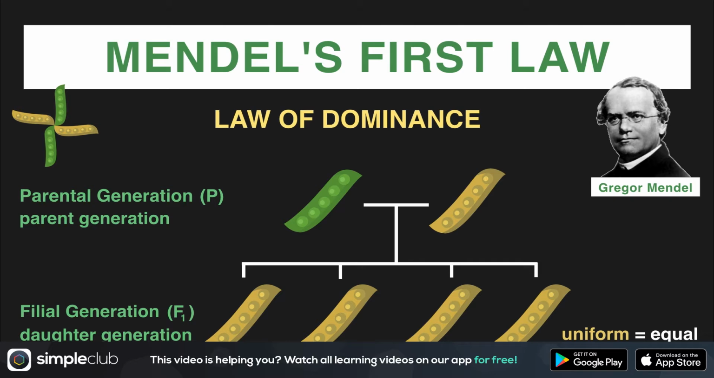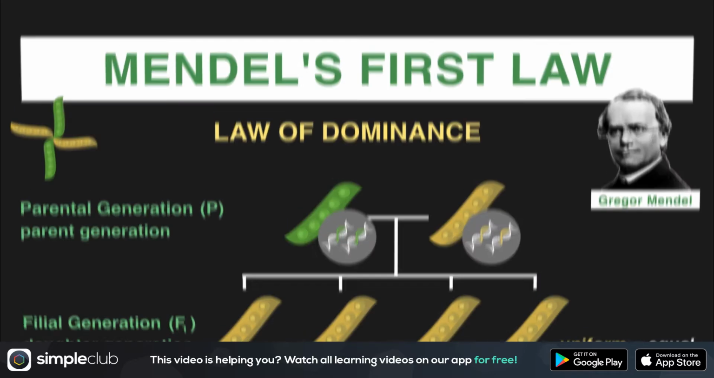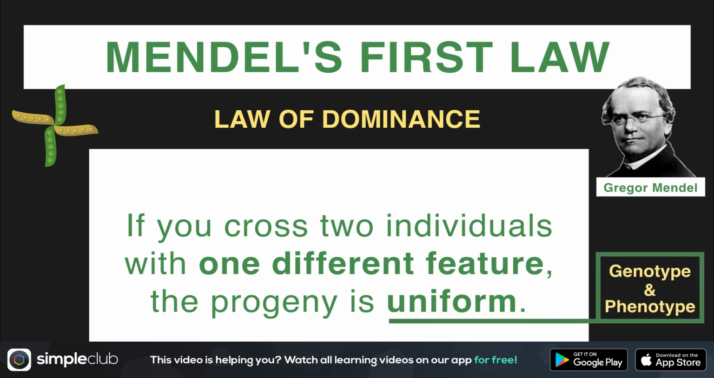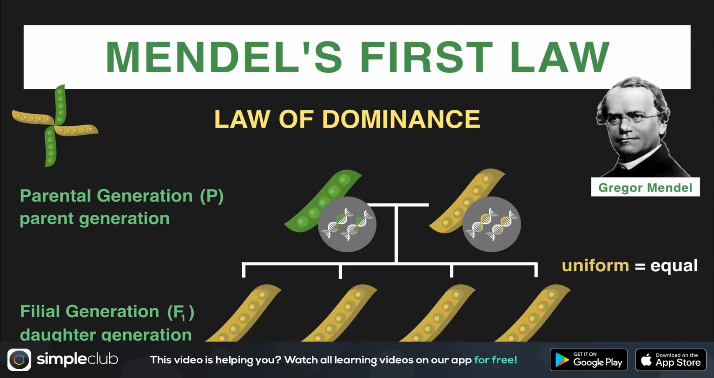The uniformity of the first filial generation applies for both the genotype, hereditary constitution, and the phenotype, appearance. The offspring will all look the same and will all have the same alleles. In our case, if we cross a plant with yellow seeds with a plant with green seeds, all the seeds of the next progeny will have the same color, yellow.